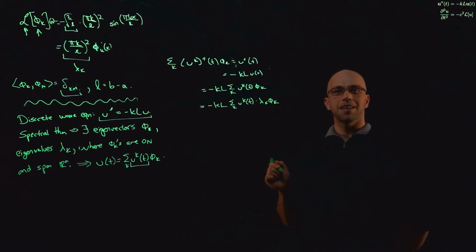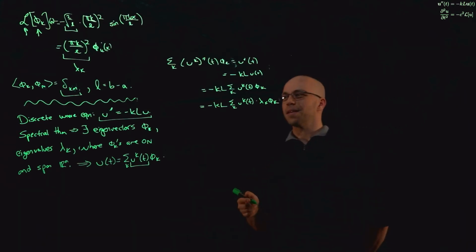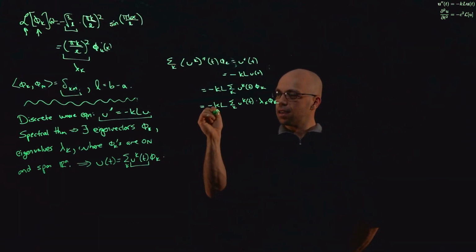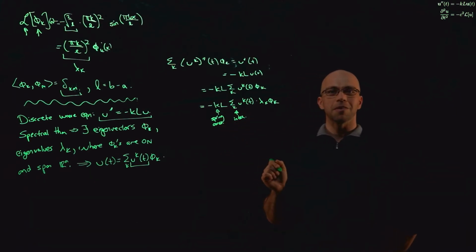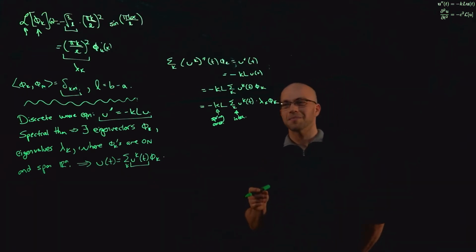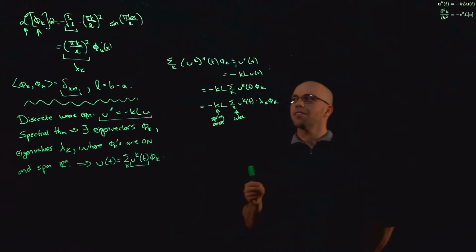Incidentally, I'm noticing, once again, I've made a bit of a sloppy thing here. This k is the spring constant, and this k is the index in the sum. So I apologize for reusing a letter. Hopefully it's clear from context. My apologies.